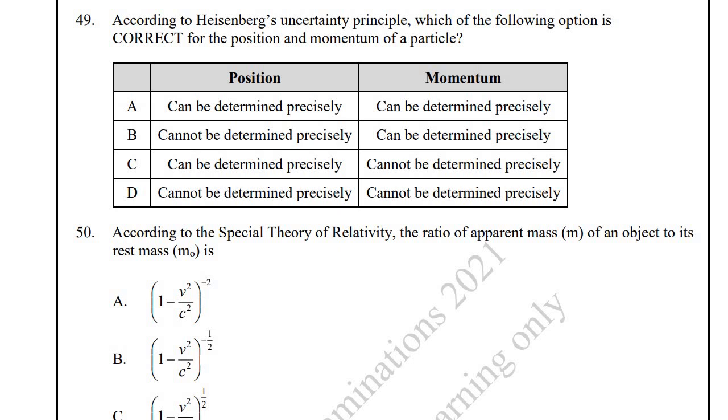If we are certain about the position of the particle, this certainty will create an uncertainty in the momentum. इसी तरह अगर हम momentum के अंदर certainty या accuracy find out करेंगे, so the position will become uncertain. So position and momentum, both quantities cannot be determined precisely according to the Heisenberg uncertainty principle. So option D for this question number 49 is the right answer.